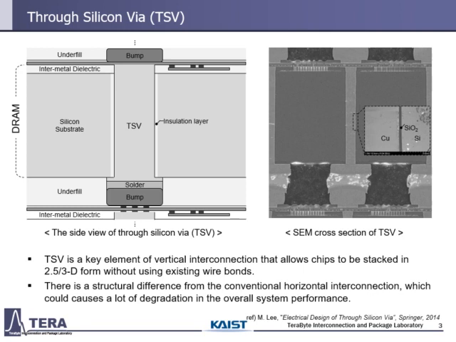TSV is a key element of vertical interconnection that allows chips to be stacked in 2.5 or 3D form without using wire bonds. By using TSV instead of wire bonding, the wire length was dramatically reduced, resulting in a great improvement in terms of loss. In addition, since the density can be increased, it serves to increase the capacity of the entire memory. However, there is a structural difference from the conventional horizontal interconnection like transmission line or microstrip, which could cause a lot of degradation in the overall system performance.